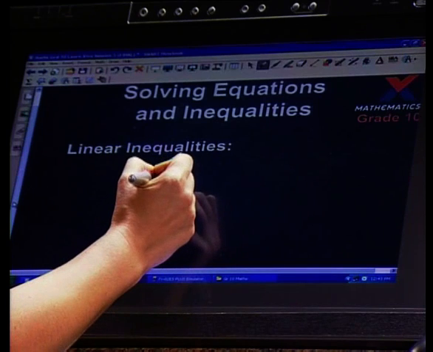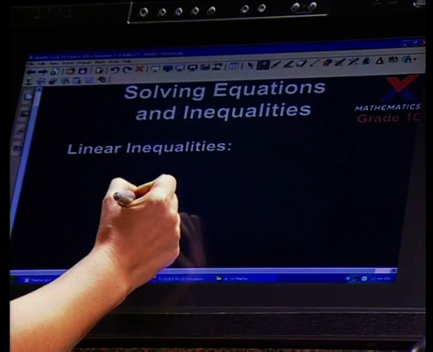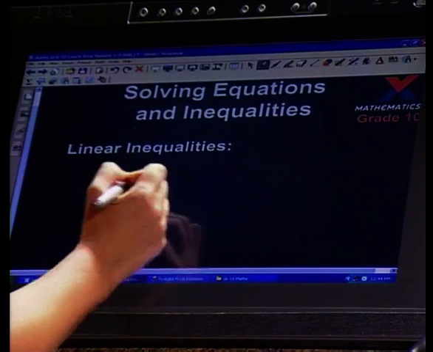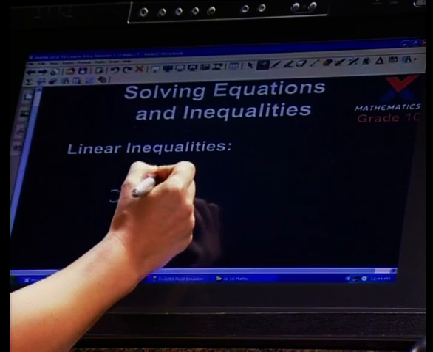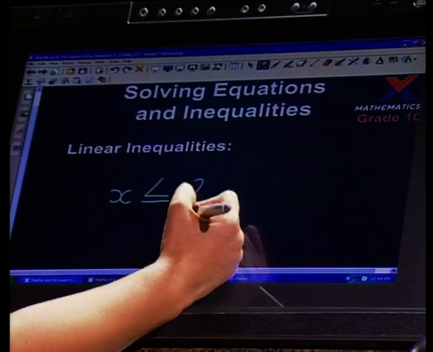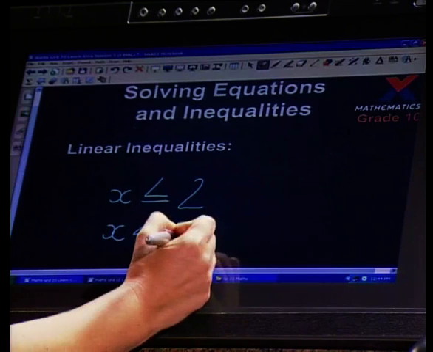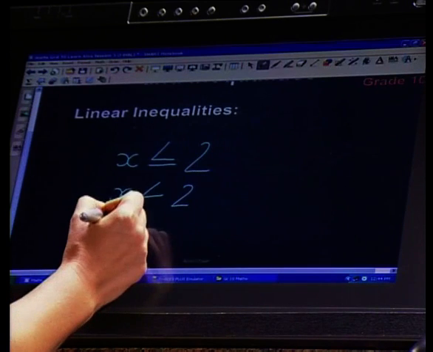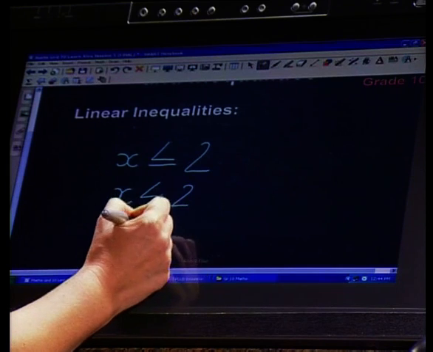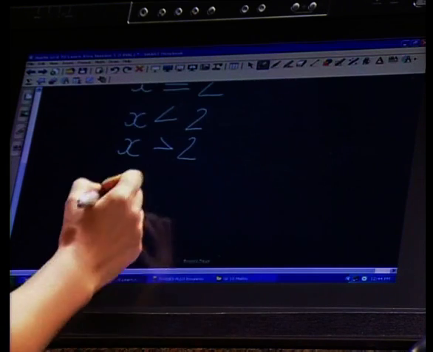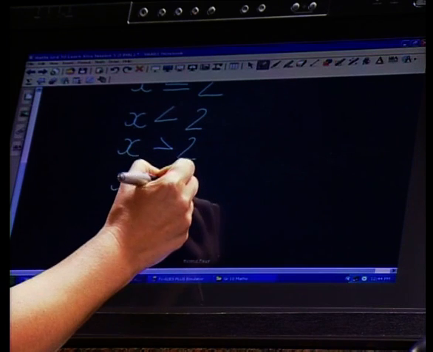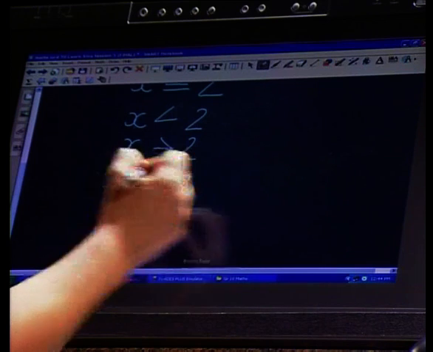Let's move on to linear inequalities. Now, linear inequalities is when we have an inequality sign. For instance, this is if it was x is less than or equal to 2. And this would be x is just less than 2. Whereas over here, x would be greater than 2, and x would be greater than or equal to 2.